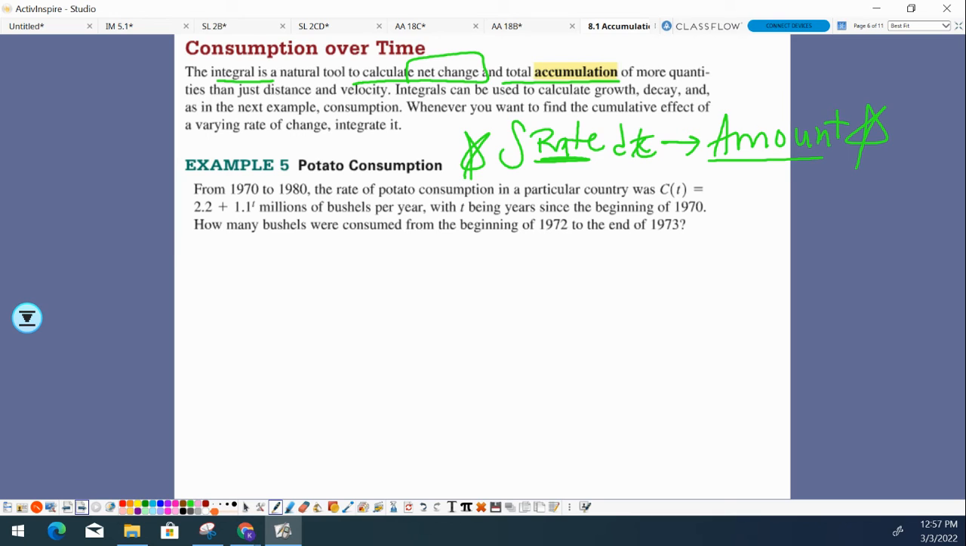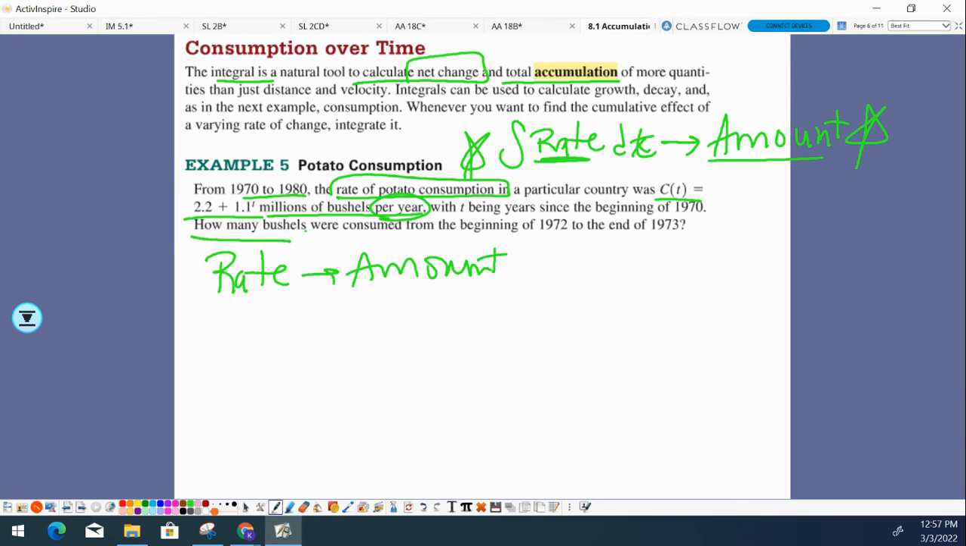Just use math 9. So for example, our potato consumption from 1970 to 1980, the rate of consumption was C of T equals this, millions of bushels per year. So per year is showing that it's a rate. It says how many, so see how that's a rate, but we want to know how many bushels, an amount. So we're going to integrate our function, 2.2 plus 1.1 to the t.